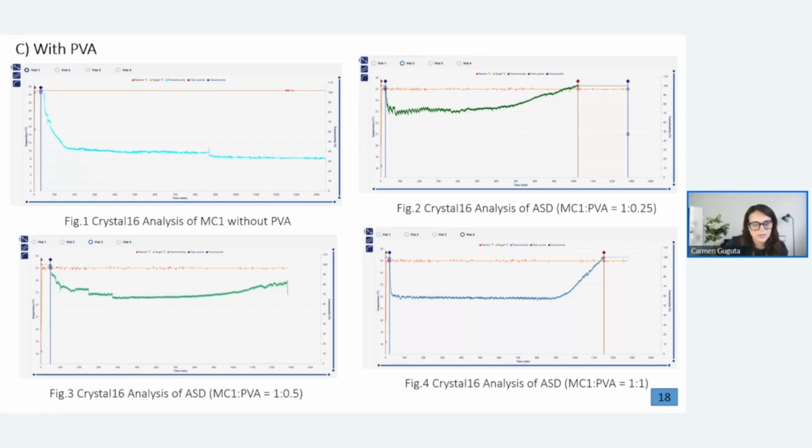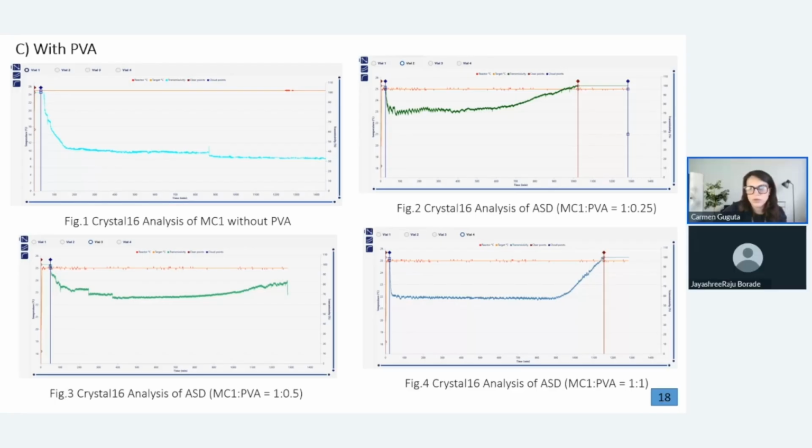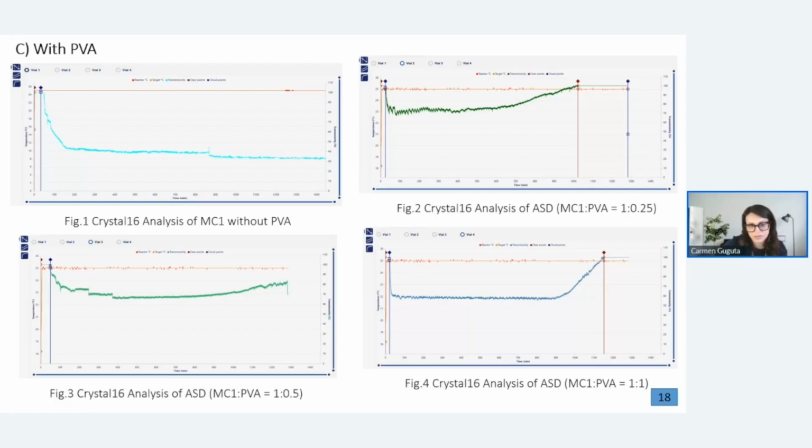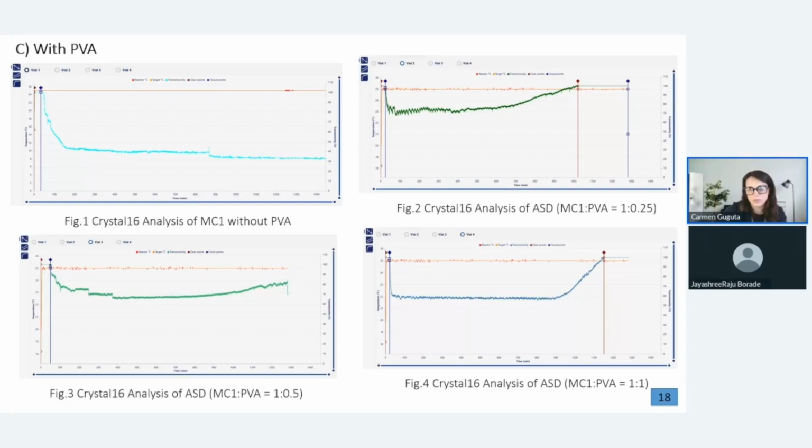Somebody is also asking if it's possible to do micro level at Crystal16. Yes, that question I will take. It's still possible. We go slow with the transmissivity. We can see a few microns and very low concentrations. If you are going towards nanoparticles, it would be a bit more difficult.